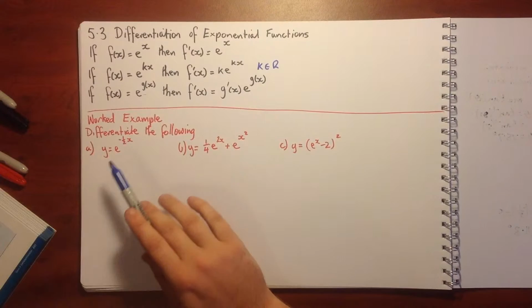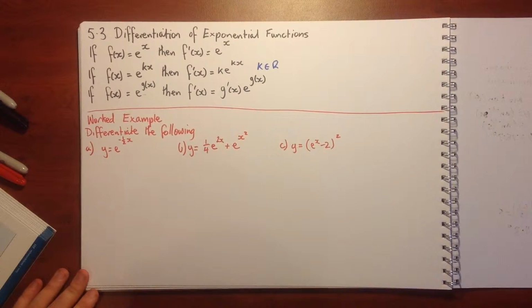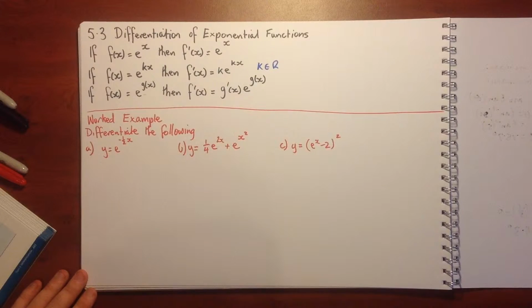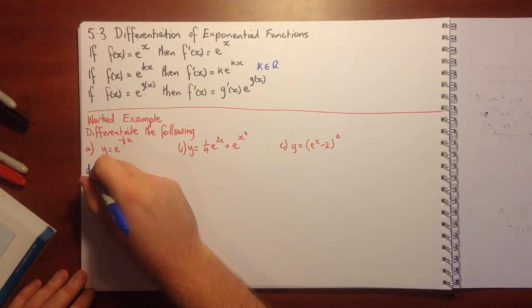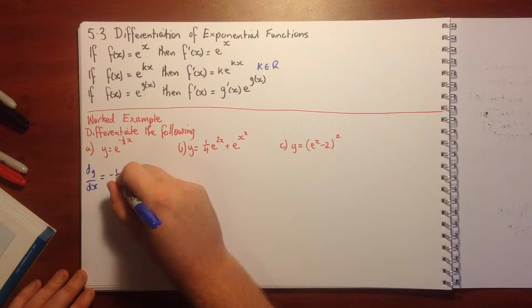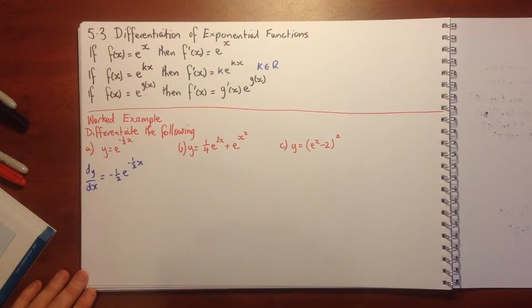Okay, so we'll have a look at some worked examples. Differentiate the following. We have y equals e to the negative a half x. So that's this case here, where we just have a constant. So we can say simply dy dx equals negative a half e to the negative a half x. And that's it. Don't need to do anything else for that one.